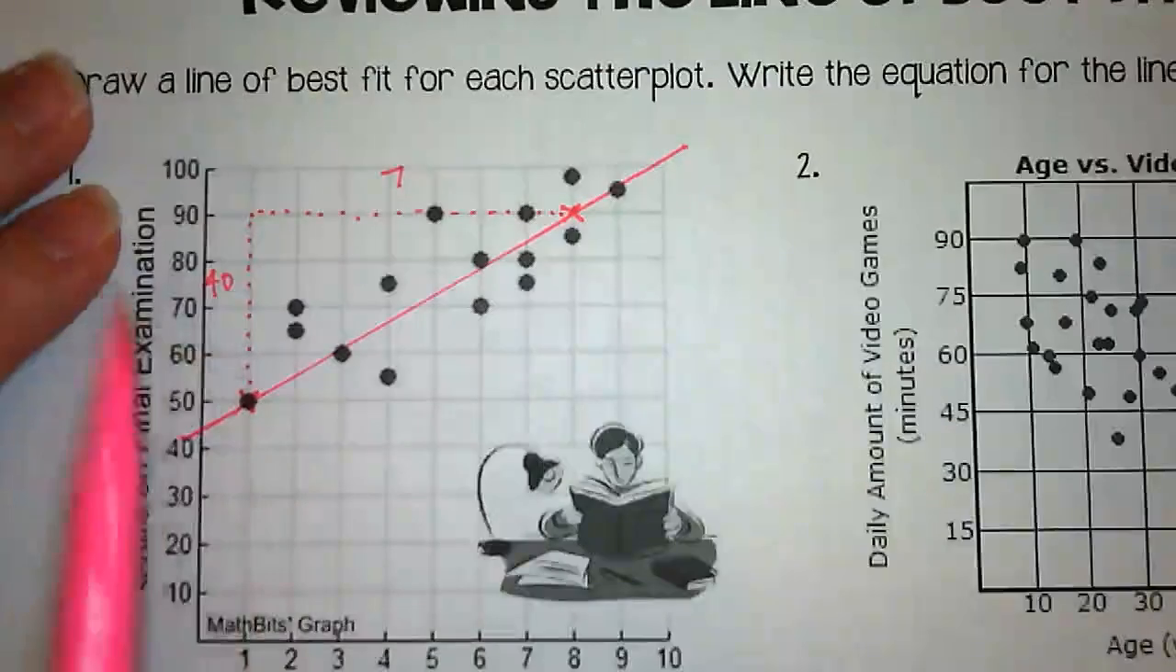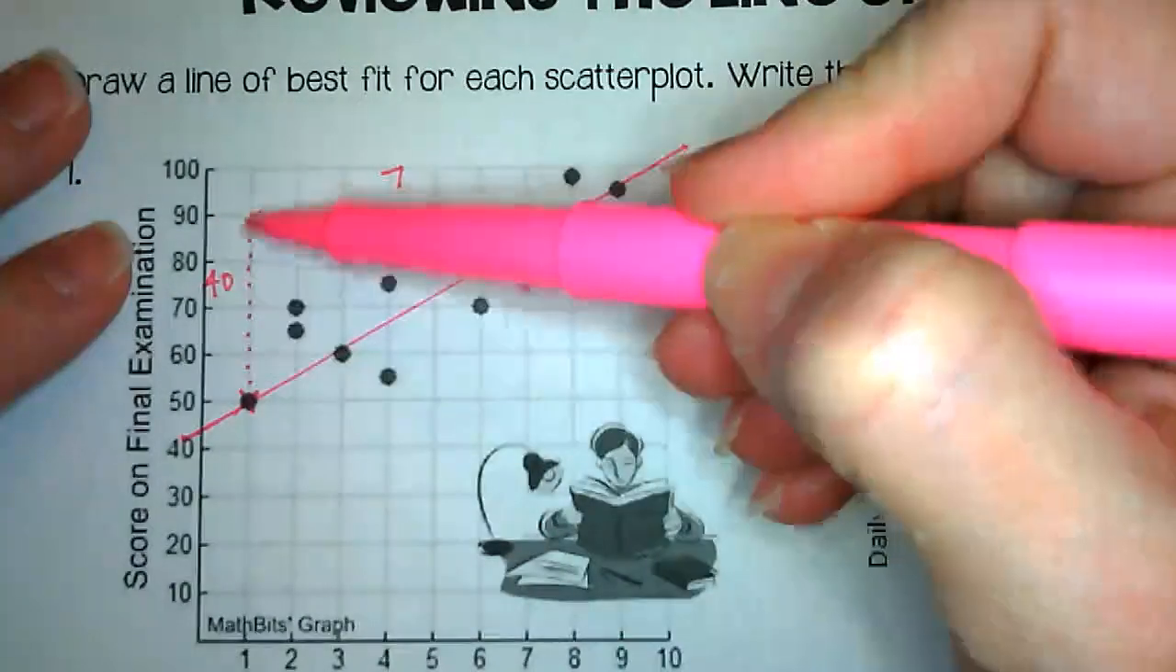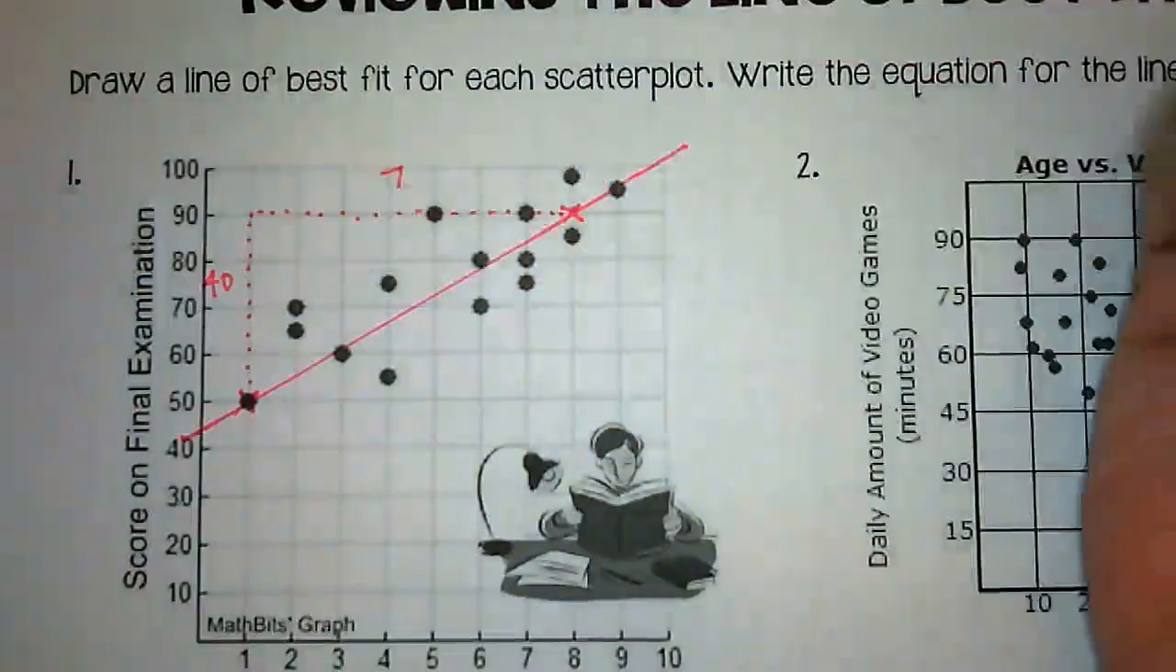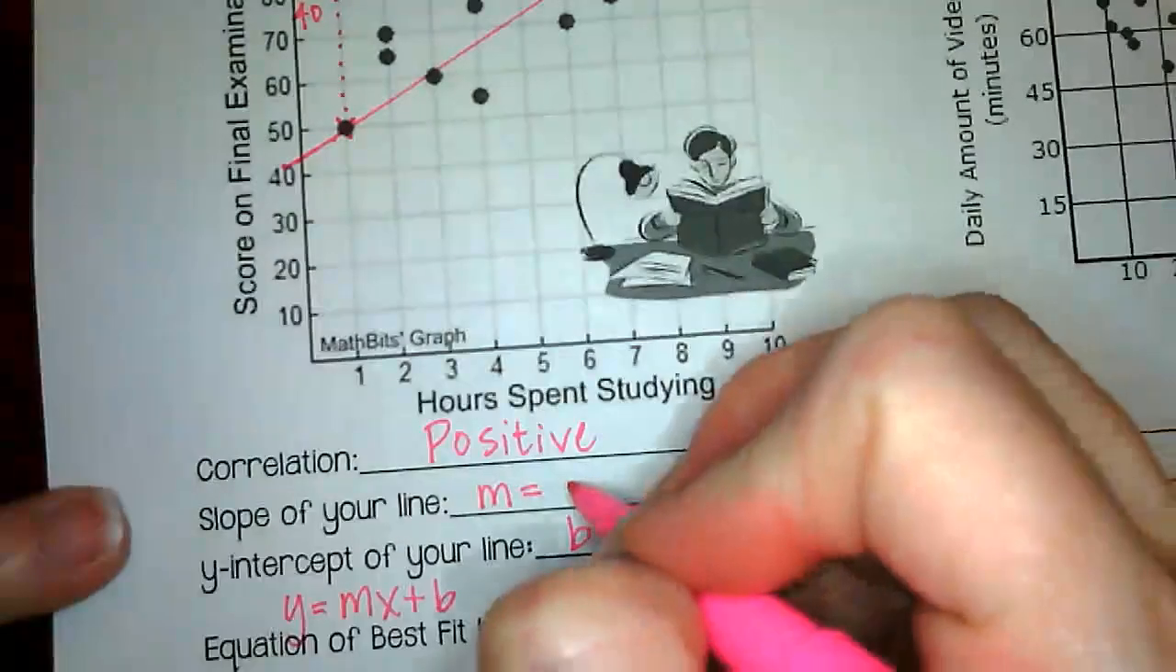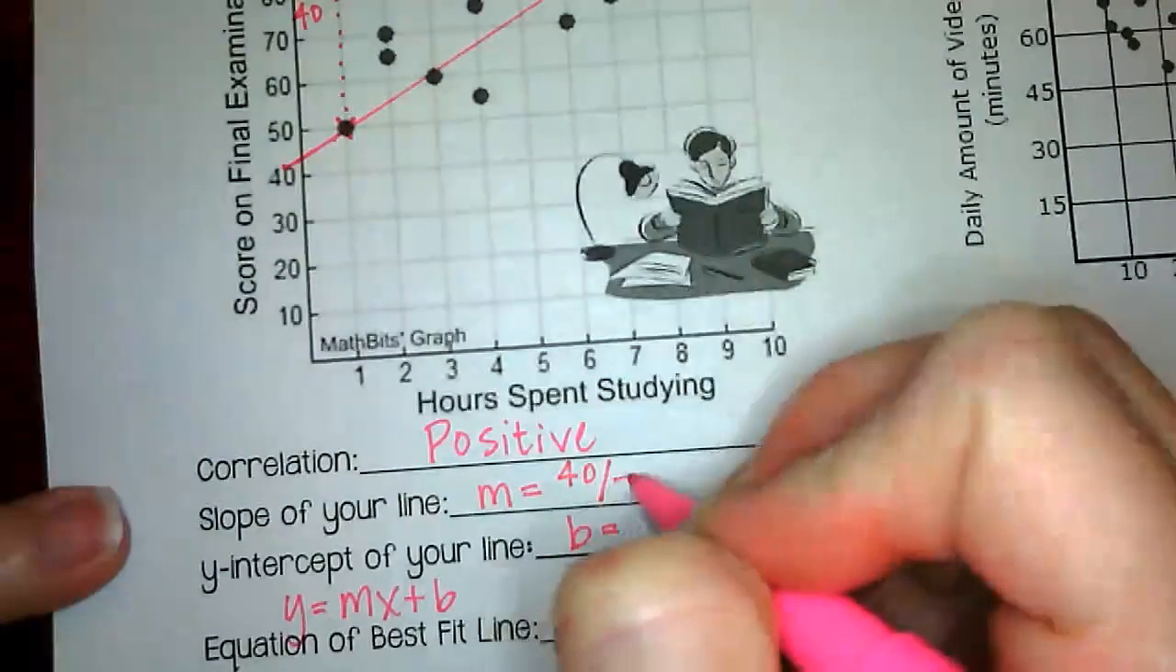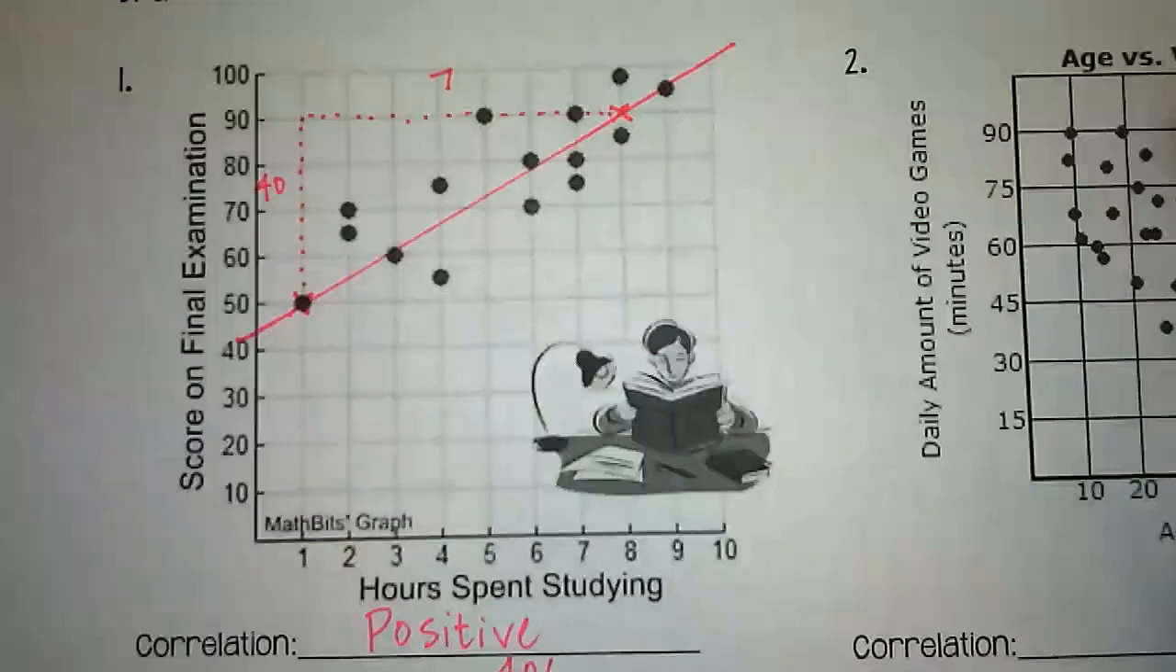So you do have to pay attention to these points. Even though we went up 4 spaces, the value of those 4 spaces would be 40. So the slope of our line is 40 over 7. Now, if we could reduce that, we would. We can't, so we're going to leave it.